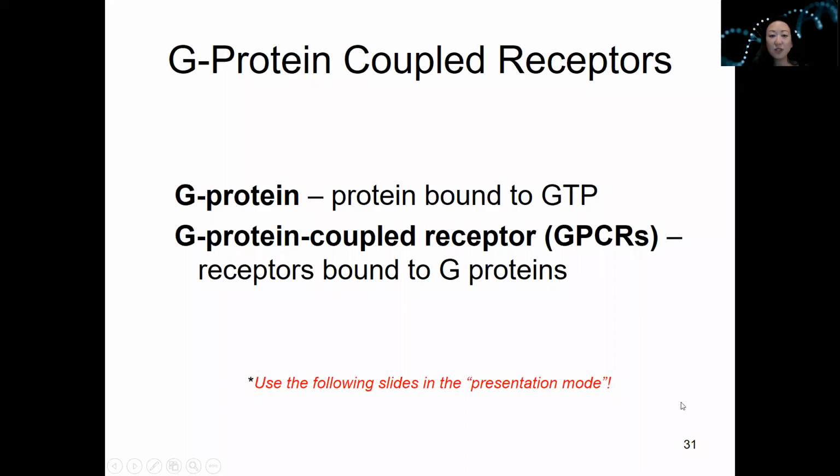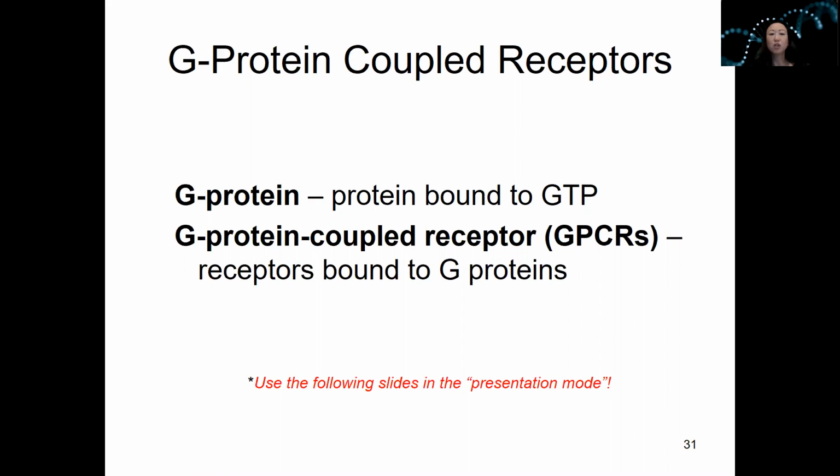Okay, so now we're going to talk about the G protein coupled receptor. Like I said, this is going to be one of those complex concepts where you'll need a paper and try to draw this out. And you'll need to know all the steps. You'll need to know all the enzymes involved and the sequence that this happens.